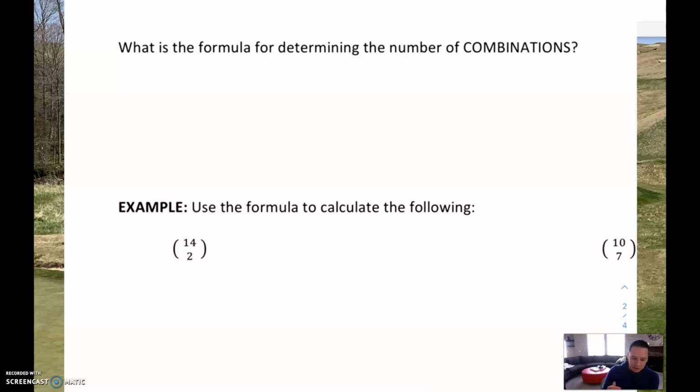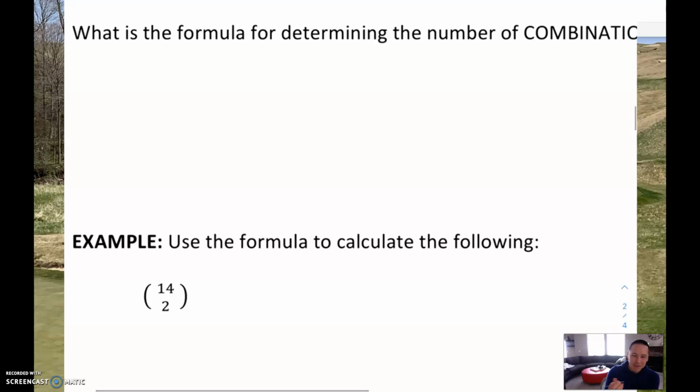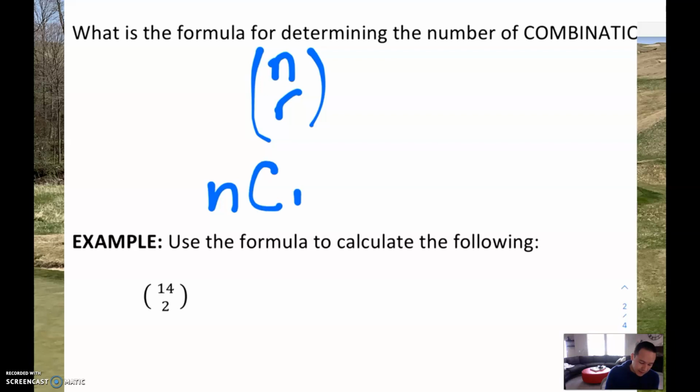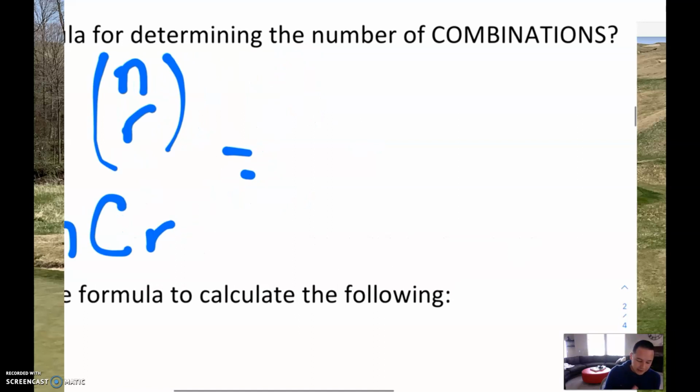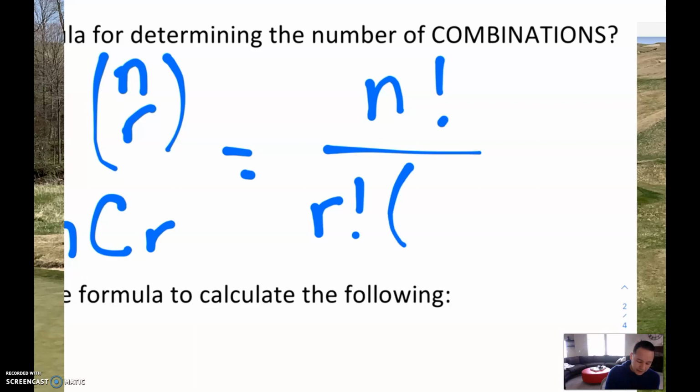This formula, sometimes you see it written like this, n with an r. It's like a big parentheses with 2 numbers stacked on each other. Or you might see it as nCr. C stands for combinations, so you'll see them both ways. Typically, I like writing it the parentheses way, but your calculators are programmed to write it like that. Anyways, the formula for that is n factorial over r factorial times n minus r factorial.